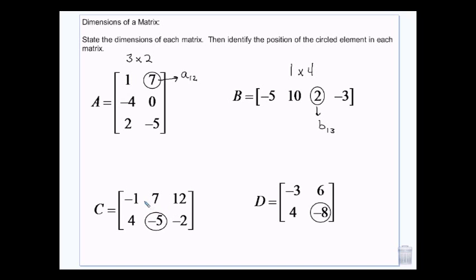How about this one? Rows first, then 2 columns. Okay, this would be C, second row, second column, 22. So C22. And this would be a 2 by 2. And this would be D, second row, second column, D22.